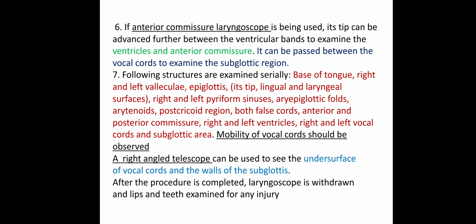If an anterior commissure laryngoscope is being used, the tip can be advanced further between the ventricular bands to examine the ventricles and anterior commissure. It can be passed between the vocal cords to examine the subglottic region.